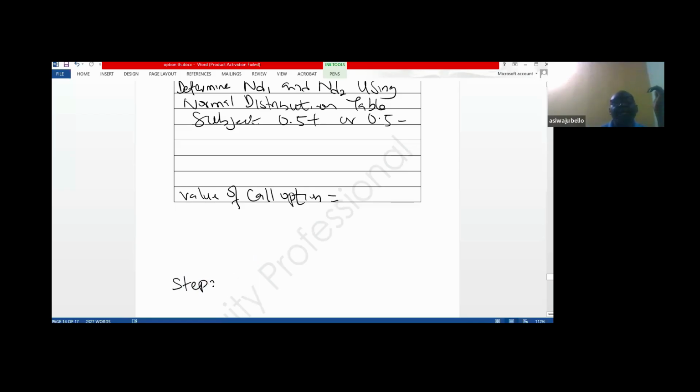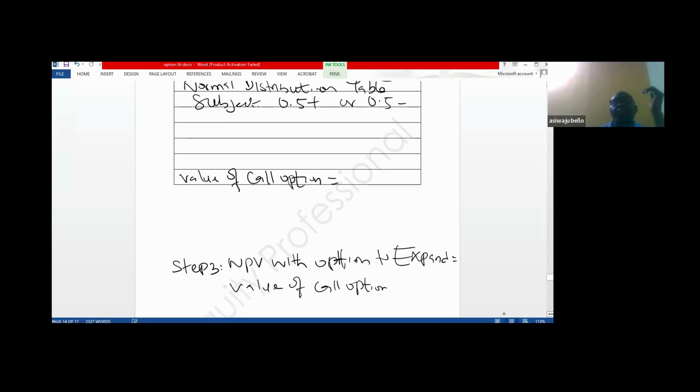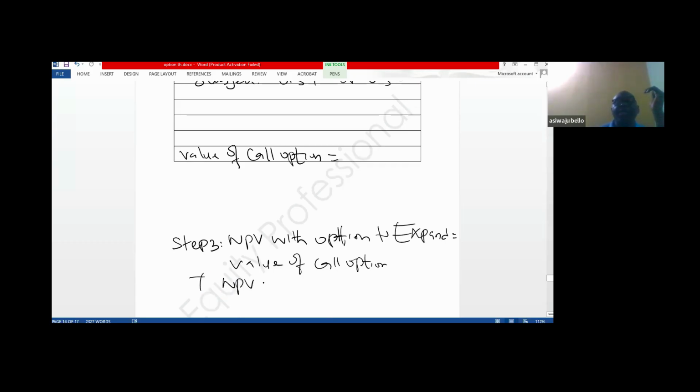Step 3: NPV with option to expand. This is equal to value of call option plus NPV without option to expand. These 3 steps address part A.